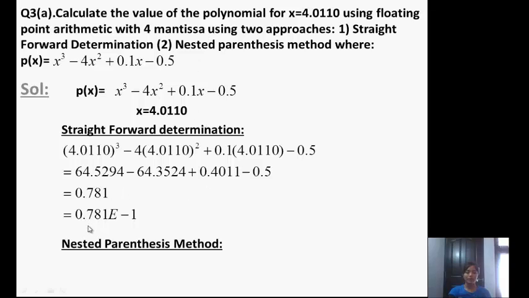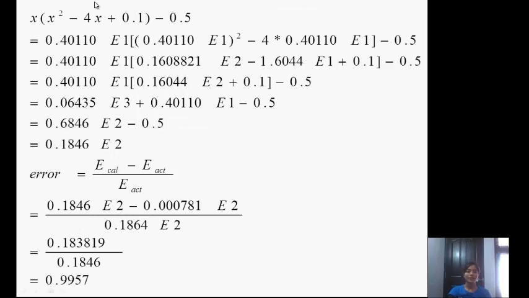So our answer is 0.781 into 10 raised to power minus 1 for straightforward determination. And for the nested parenthesis method, we have to collect the common term, that is x, from here, and after that we can substitute the value for x in this, and we have our answer 0.1846 into 10 raised to power 2.